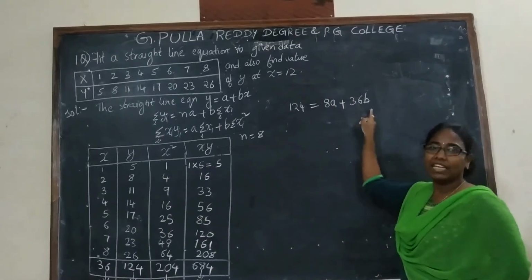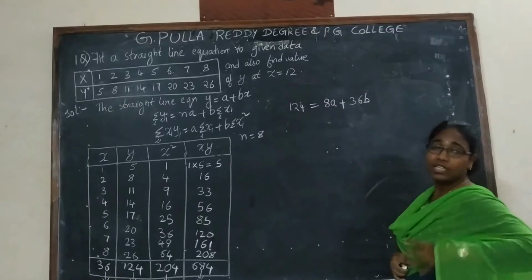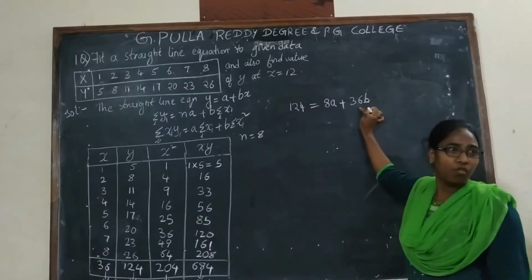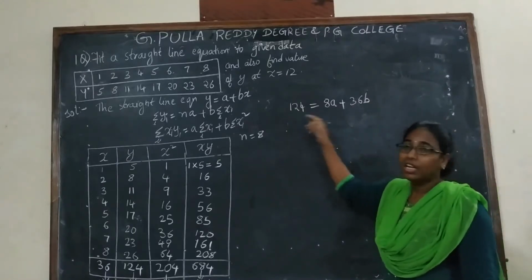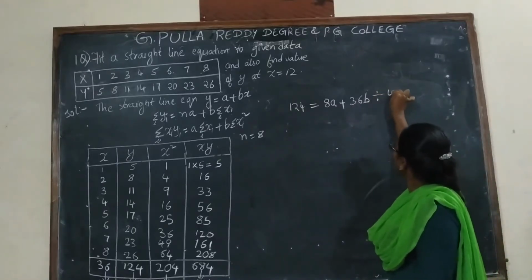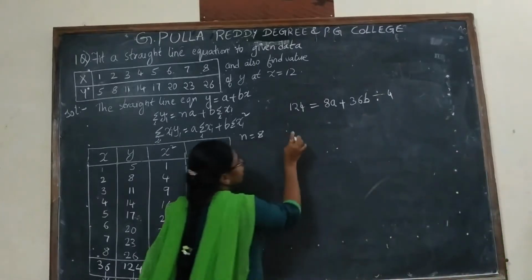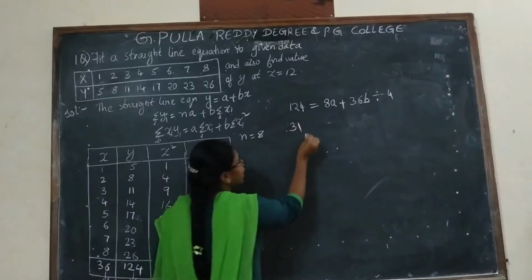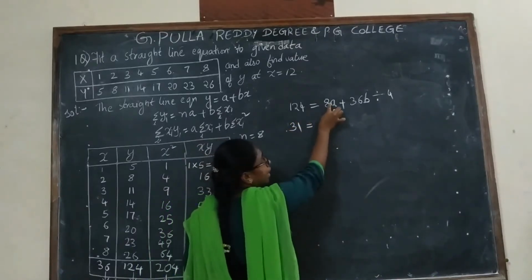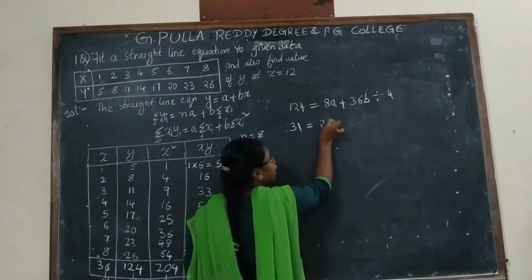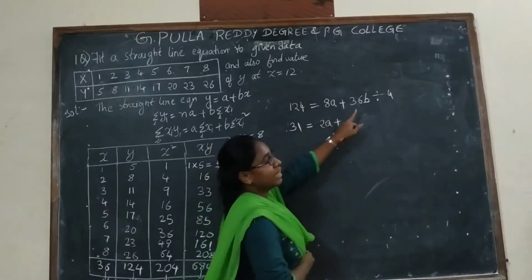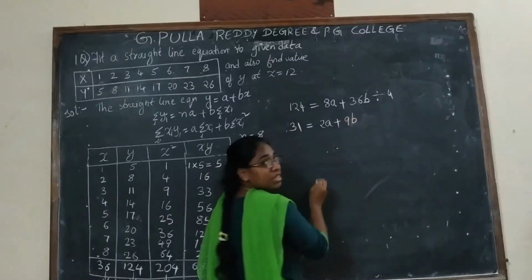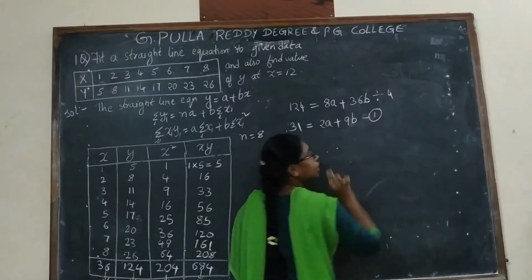For simple calculations, we are dividing this with the common multiple. All these values are common multiples of 4, so this whole equation can be divided by 4. If you divide by 4, what do you get? 4 3s are 12, 1s are 4. So it is 31 equals 8 divided by 4 is 2, so you get 2a plus 36 divided by 4 is 9b. So this is the first normal equation we got.